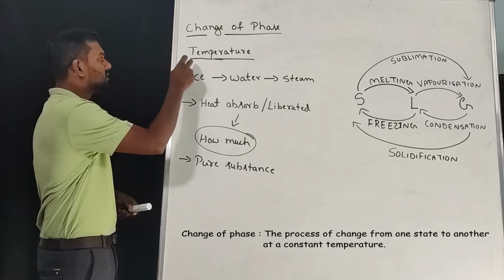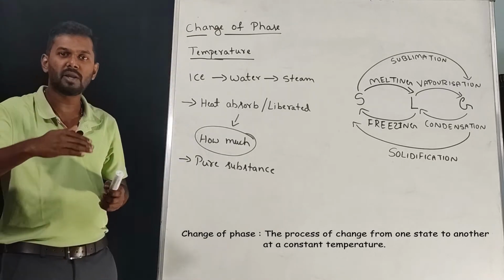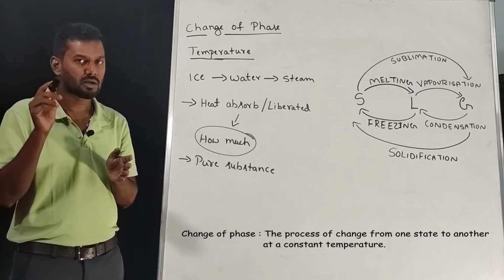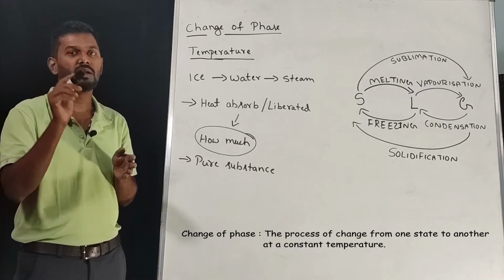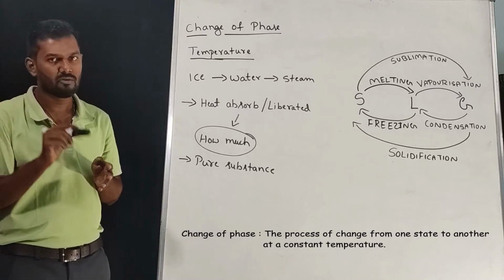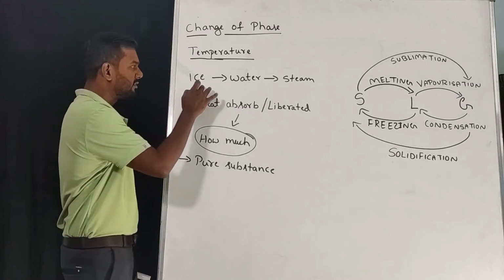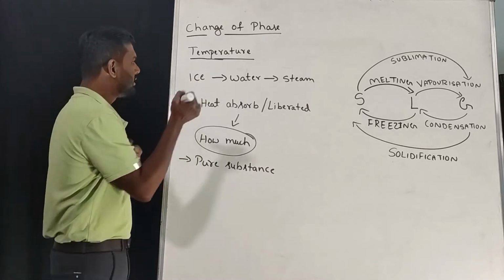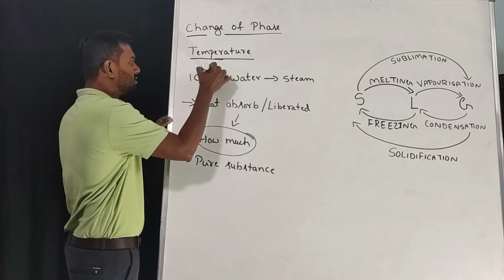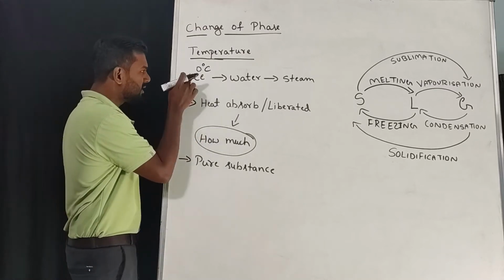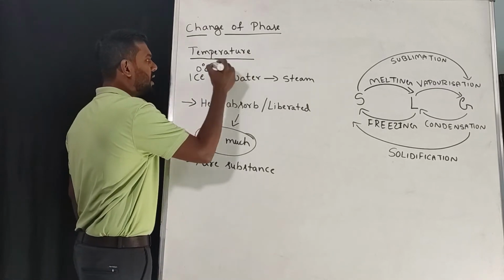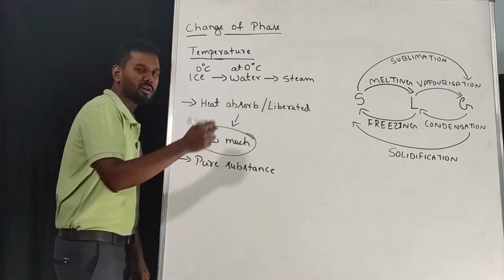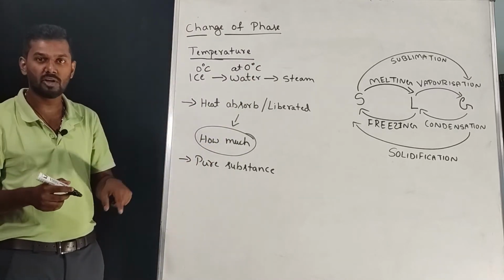Next, listen, temperature remains constant during the change of phase. Keep that in mind. Next, I'll give you one example for that. What is the temperature of ice? That will be 0 degree Celsius, correct? So we can convert this ice into water at 0 degree Celsius.